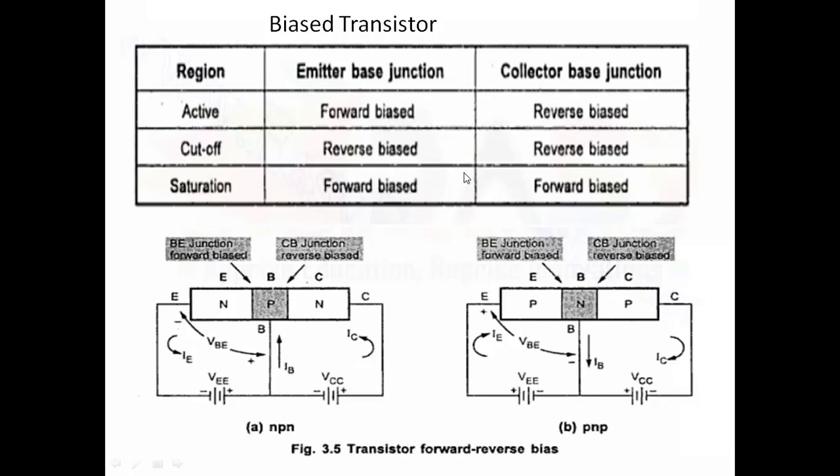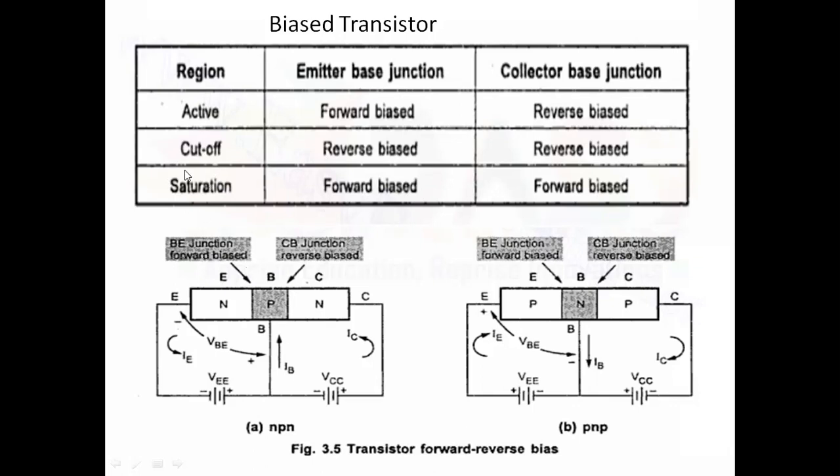If the emitter base junction is reverse biased and the collector base junction is also reverse biased, then we call it the cutoff region of operation. Similarly, when the emitter and base junction is forward biased and the collector and base junction is also forward biased, then we call it operation in the saturation region.